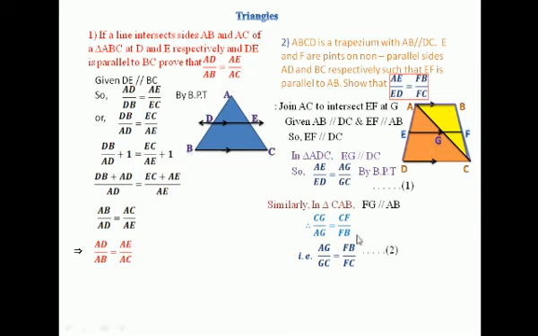By observing 1 and 2, you see here AG by GC is the same in 1 and 2. Therefore, from 1 and 2, we get AE by ED is equal to FB by FC. In this way we can prove the statement here.